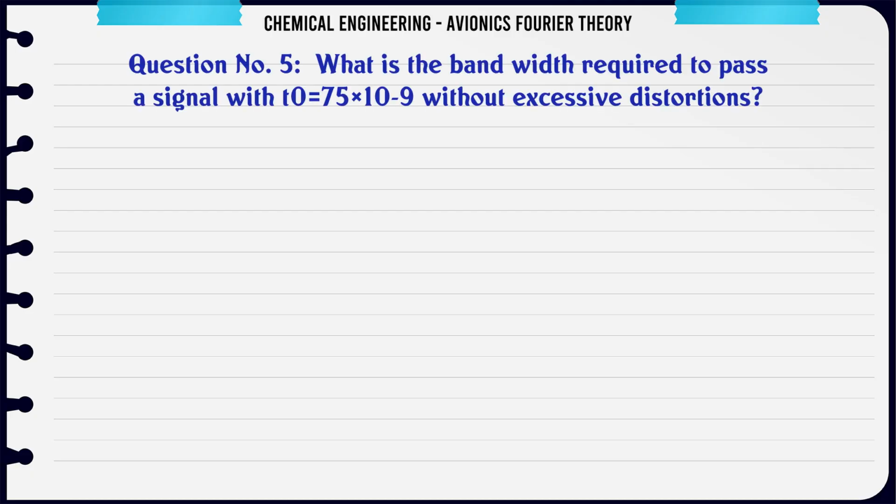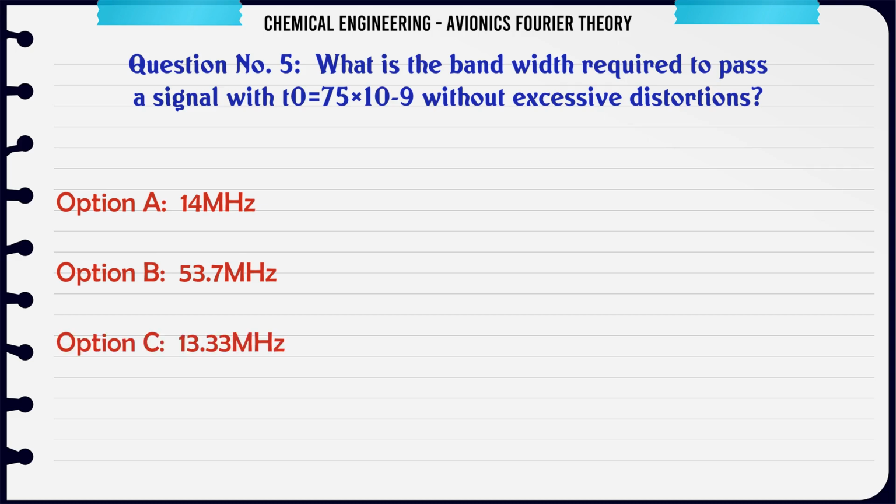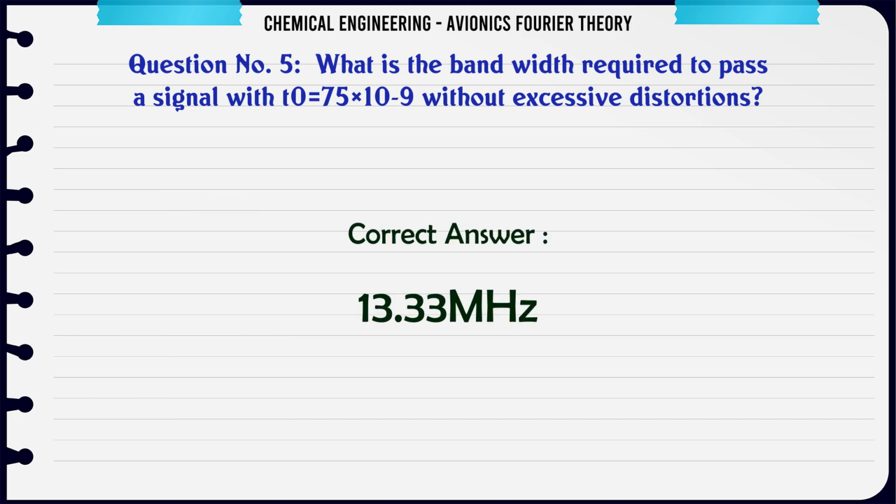What is the bandwidth required to pass a signal with T07519 without excessive distortions? A 14 MHz, B 53.7 MHz, C 13.33 MHz, D 11.56 MHz. The correct answer is 13.33 MHz.